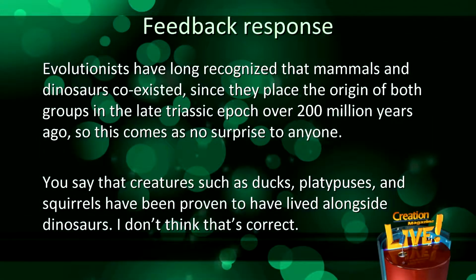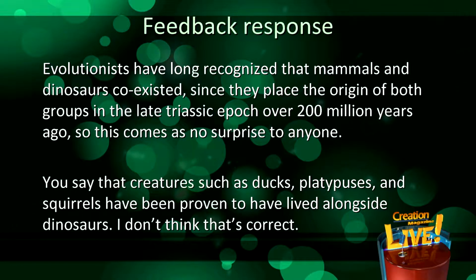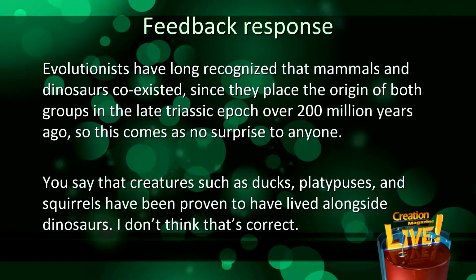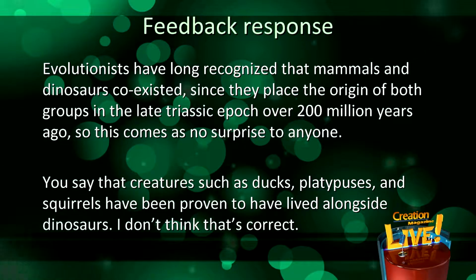This fellow Alex C. said that evolutionists have long recognized that mammals and dinosaurs coexisted, since they placed the origin of both groups in the late Triassic epoch over 200 million years ago, so this comes as no surprise to anyone. You say that creatures such as ducks, platypus, and squirrels have been proven to have lived alongside dinosaurs. I don't think that's correct.